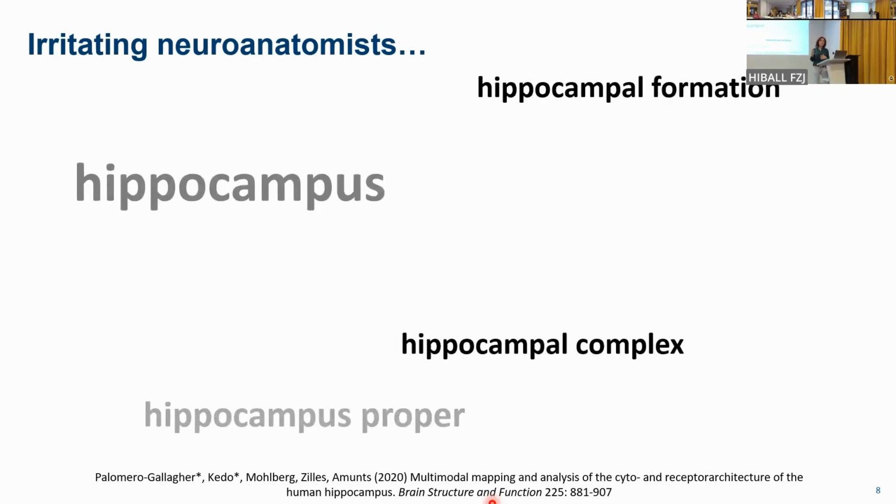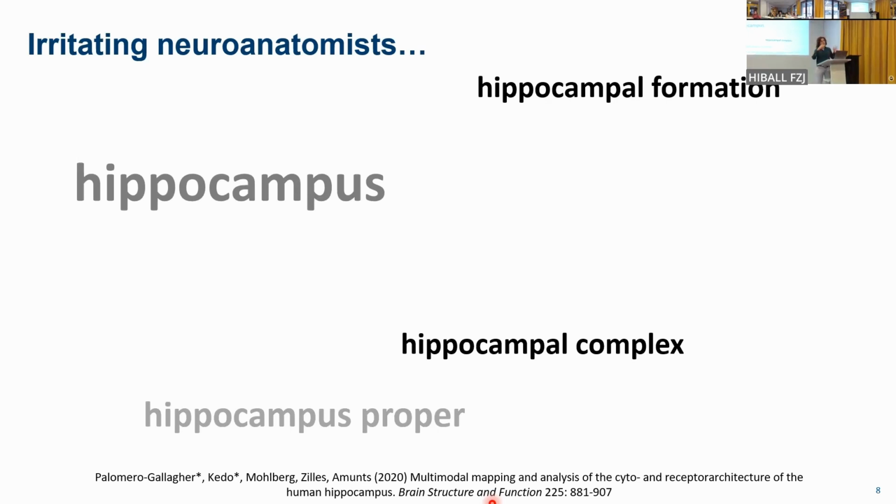So the problem is that in the literature, you might read the words hippocampus or hippocampal formation or hippocampus proper or hippocampal complex. And you might wonder if these designations are synonymous or not, and if they can be freely used. And the answer is no, they're not synonymous. And unfortunately, there is no consensus about what structures are encompassed by these names.